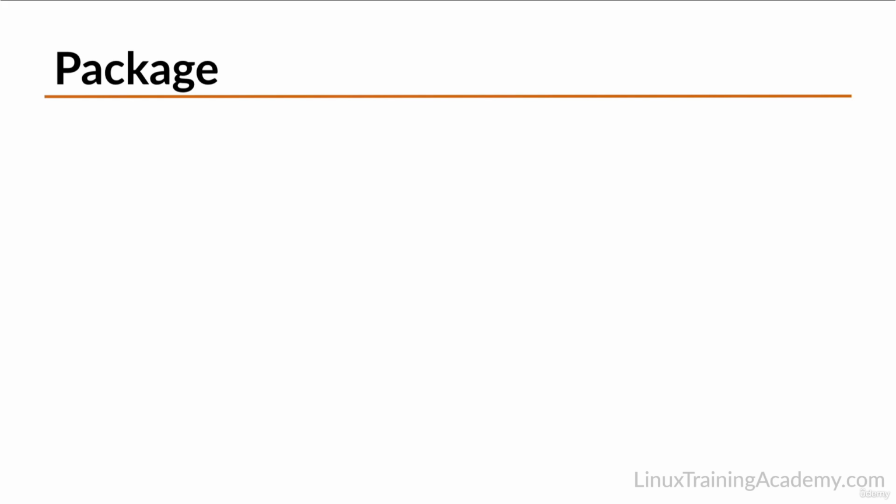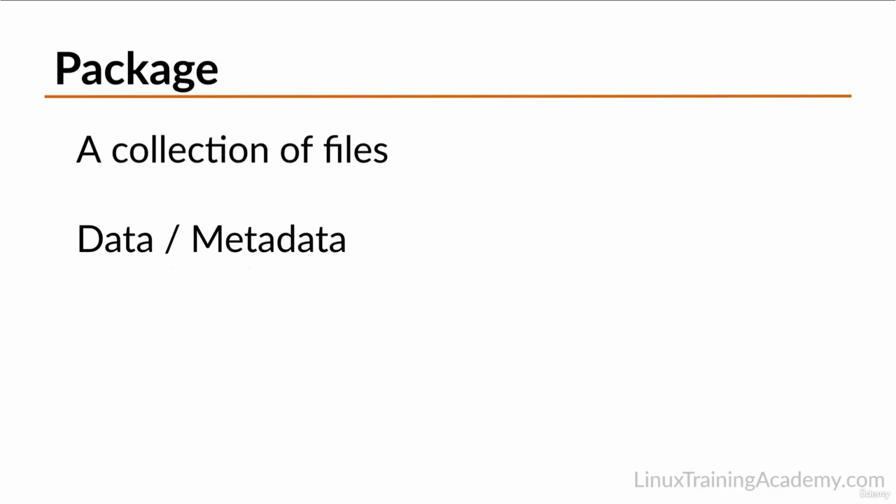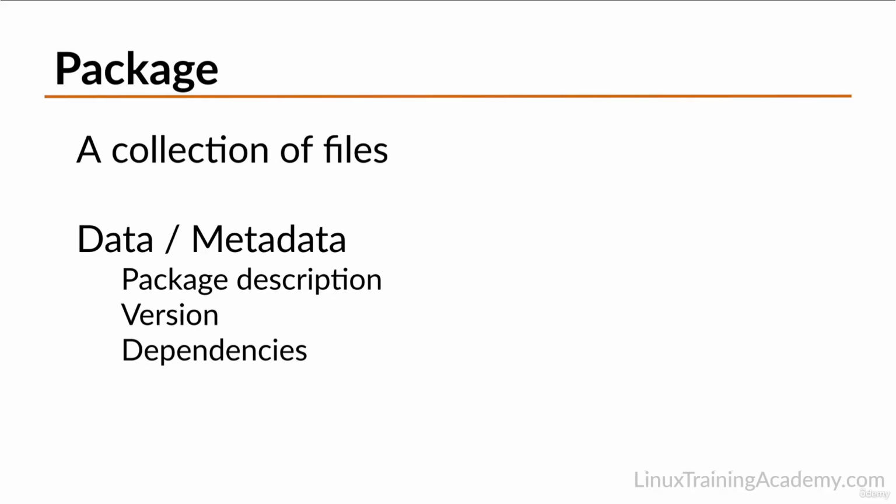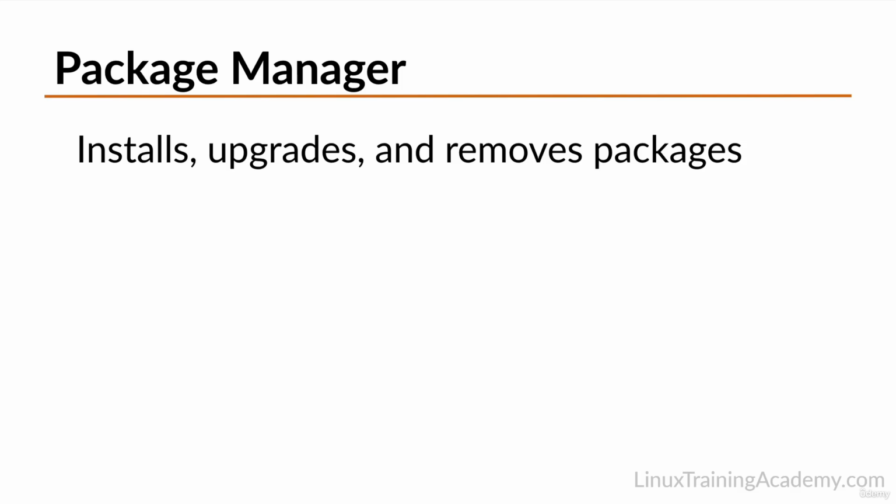Typically, when you install software on a Linux system, you do so with a package. A package is a collection of files that typically make up an application. Additionally, a package contains data about the application, as well as any steps required to successfully install and remove that application. The data or metadata that is contained within a package can include information such as the description of the application, the version of the application, and a list of other packages that it depends on. A package manager is used to install, upgrade, and remove packages.